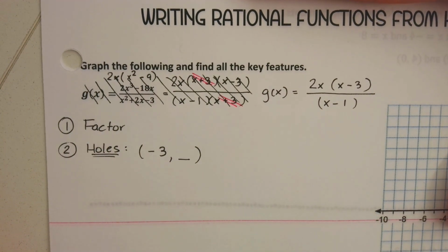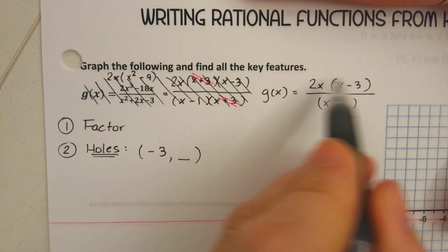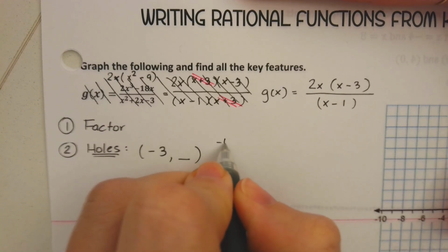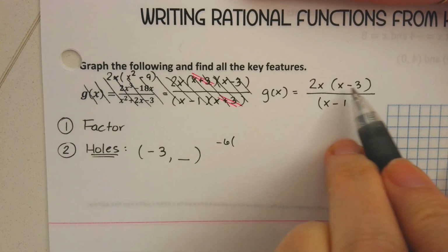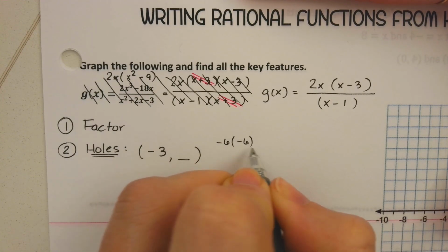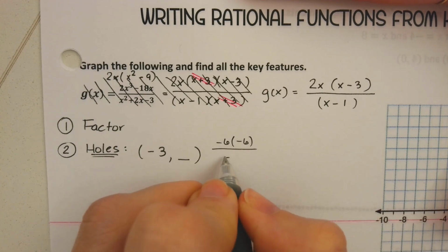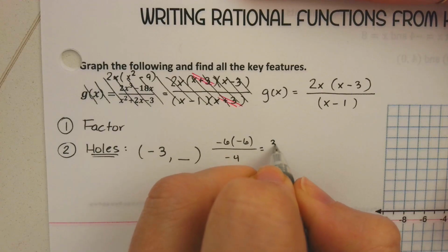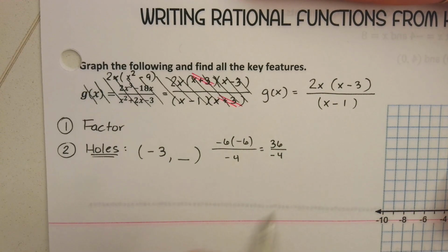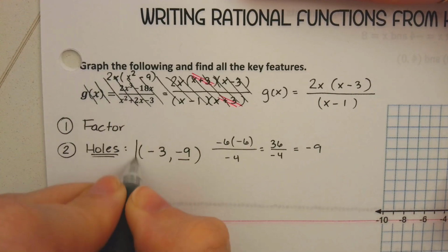Alright, so how do I find the y value of the hole? Plug in -3 to this new and improved function over here. So on the top we'll have 2 times -3, which is -6. We'll have -3 minus 3, which is -6. And on the bottom we'll have -3 minus 1, which is -4. So that's 36 divided by -4. That does divide evenly. What is that? -9. Alright, so there's the y value of the hole in the graph.